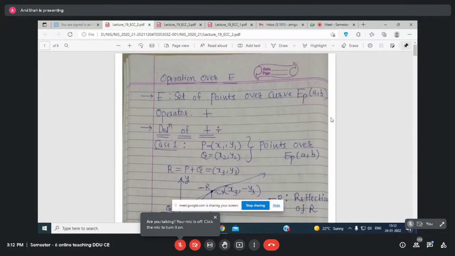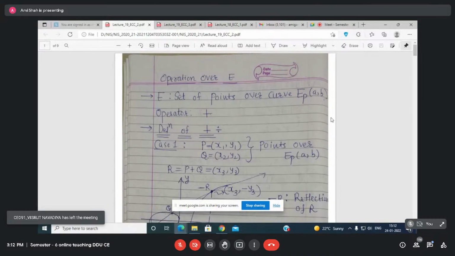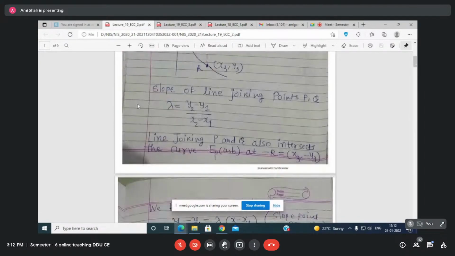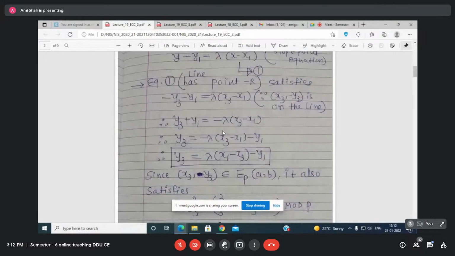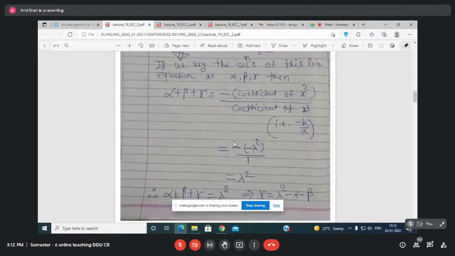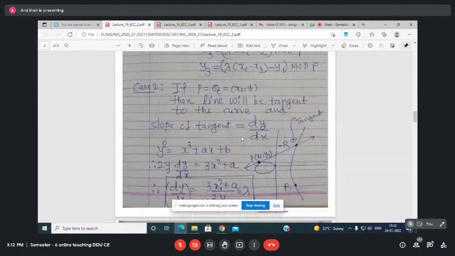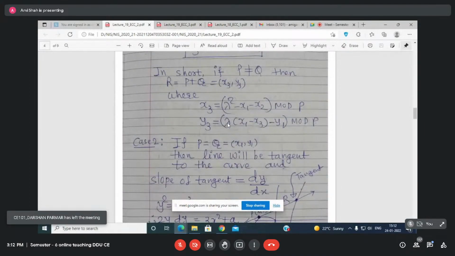Now next I will explain the formulas. Two things you have to remember. I will give you points and the modulus. If you are performing addition, first check whether the x coordinates and y coordinates are different. For calculating lambda, this equation you have to use, and for finding x3 and y3: x3 equals lambda square minus x1 minus x2, and y3 equals lambda times (x1 minus x3) minus y1, mod p.